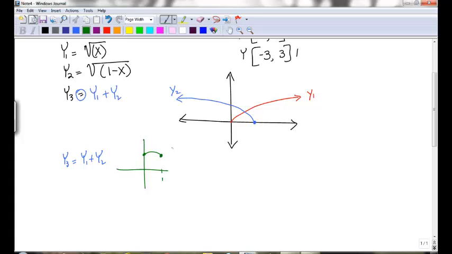Okay? Now it's real easy to do the add, subtract, multiply, and divide. Go back to your y sub 3, and change this to a minus sign. All you're going to do is you're going to go back in and change this to a minus sign and graph it.